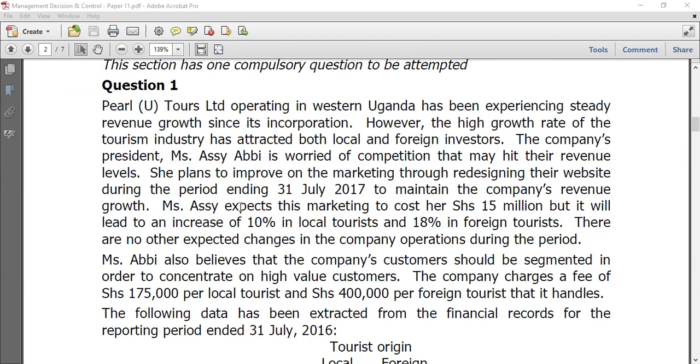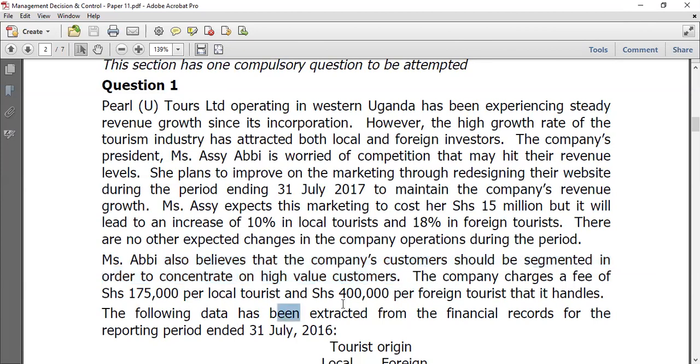Okay, Ms. Asiabi expects this marketing to cost her shillings 15 million, but it will lead to an increase of 10% in local tourists and 18% in foreign tourists. Okay, there are no expected changes in the company operations during the period. Ms. Asiabi also believes that the company's customers should be segmented in order to concentrate on high value customers, which is where customer profitability analysis comes in here. If you remember when we discussed customer profitability analysis, maybe I'll give more light as we proceed. So they're saying the company charges a fee of 175,000 for local tourists and shillings 400,000 for foreign tourists that it handles.